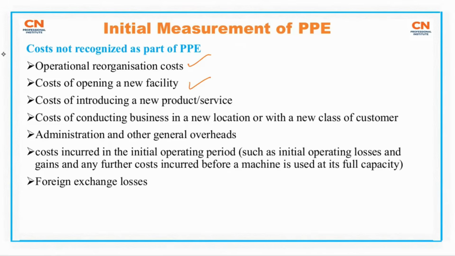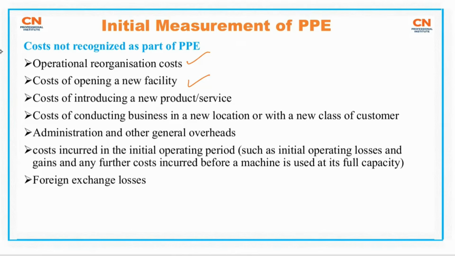Then the cost of opening a new facility is also not included. These are expenses incurred just for starting up a new location or a new facility. Examples could be staff training or marketing cost. Staff training, marketing, all these are not added. Then the cost of introducing a new product is also not added. These costs are more related to the new business and not directly linked to the purchase of the asset. So we don't add them.